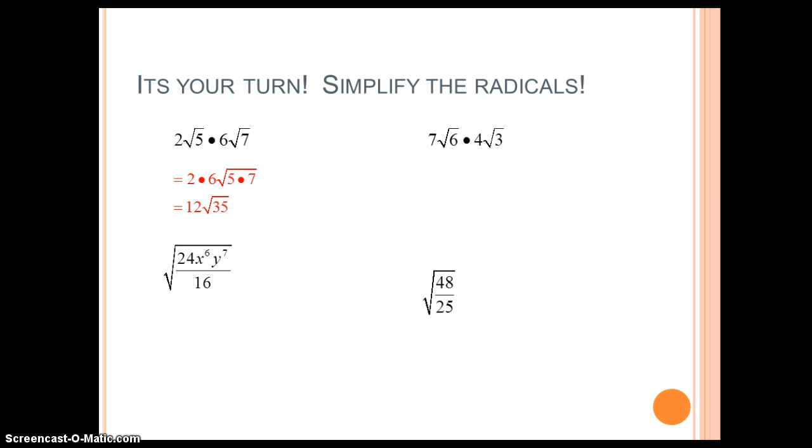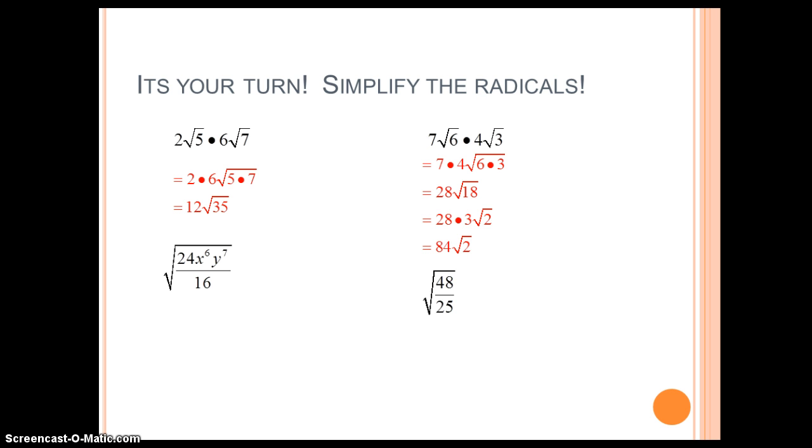Let's look at our first one. So 2 times 6, we're going to multiply the outsides by the insides. 5 times 7, so we get 12 square root of 35, and that is in its simplified form. Look at our second example. We're going to multiply 7 times 4 and get 28, and 6 times 3 and get 18. So we get 28 square root of 18. But square root of 18 we know simplifies, and we can pull out a set of 3's. Square root of 18 is the same as 3 square root of 2. So we're going to end up with 84 square root of 2 when we're all done with the simplifying process.